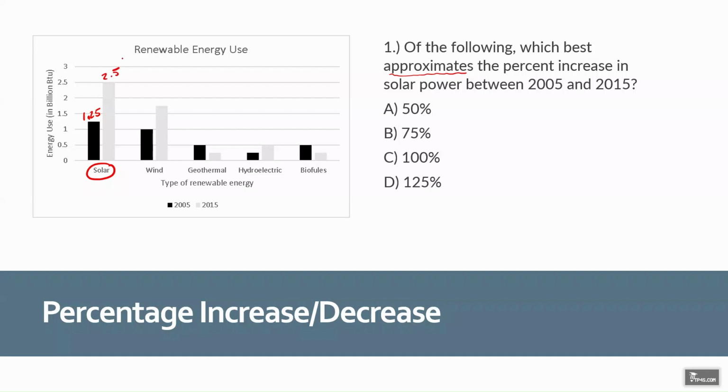Remember, in the numerator, I subtract these two numbers, so 2.5 minus 1.25. In the denominator, always the older of the two numbers. The older is your 1.25, right? That's because 2005 happened first. It's older, further back in the past than 2015. And sometimes people write 1 times 100%. I just remember to convert it to a percent at the end. But you do put this all in your calculator. And we do see that we have an increase here of 100%.